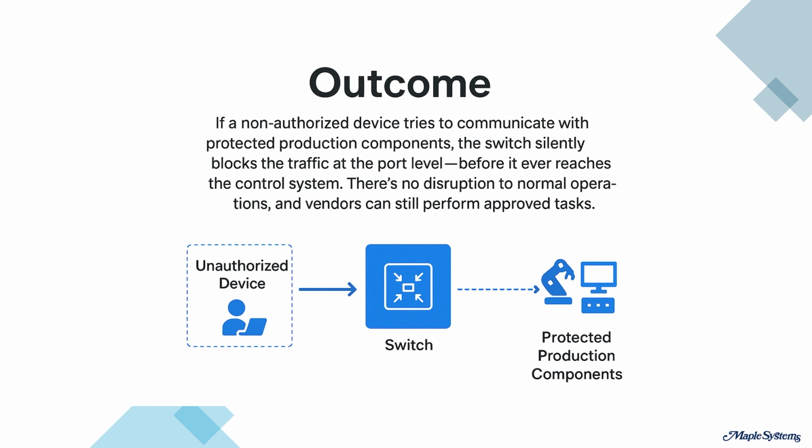Well, for layer 2, if a non-authorized device tries to communicate with protected production components, the switch silently blocks the traffic at the port level before it ever reaches the control system. There's no disruption to normal operations, and vendors can still perform approved tasks. For layer 3, unauthorized attempts to reach protected subnets are blocked at the layer 3 boundary, while legitimate diagnostic and support traffic is still permitted.